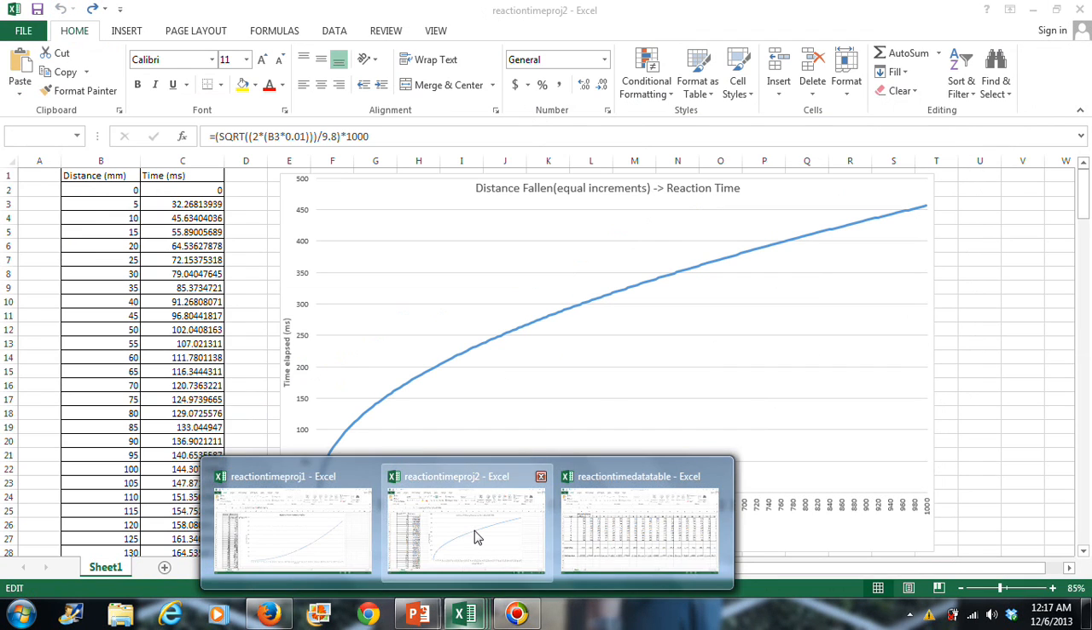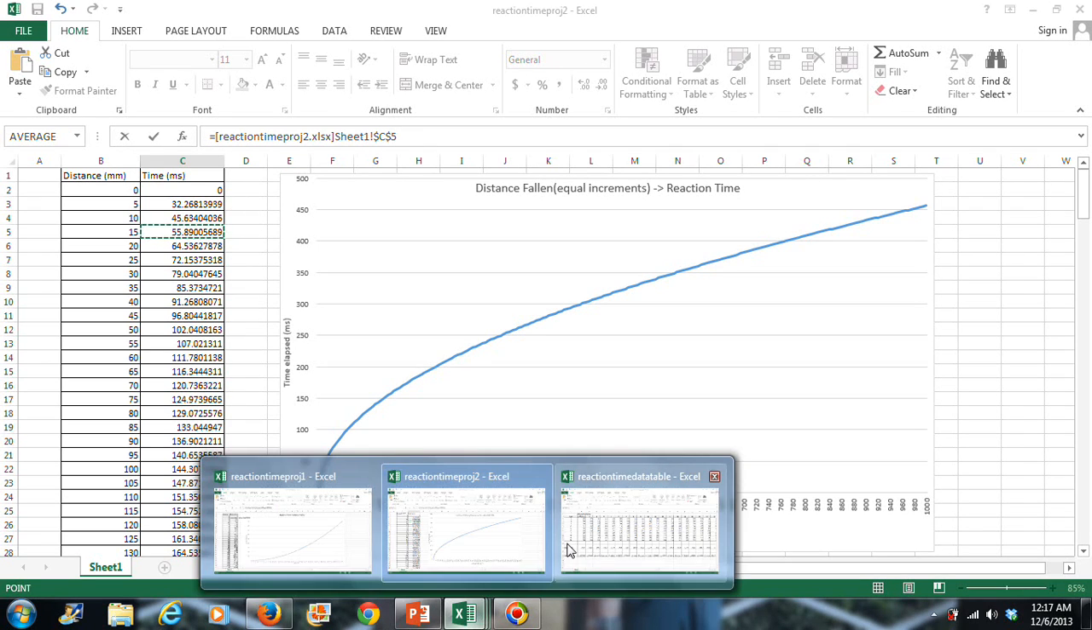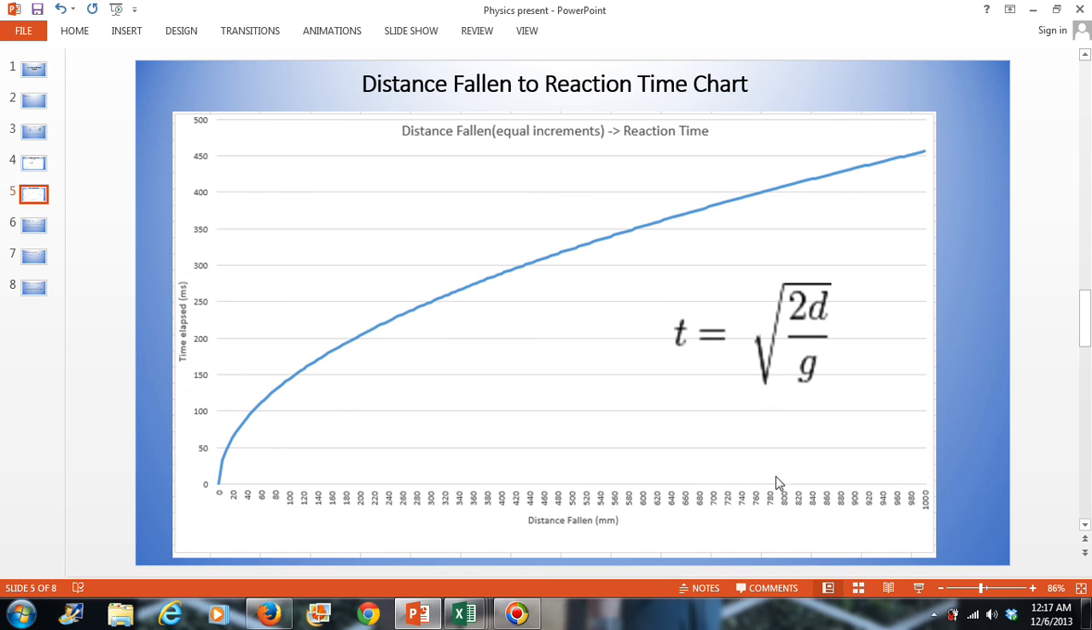And here's the Excel file for that. We have the table here, and distance is in increments of 5 millimeters over there. And then we have this function for the time, which is the equation of the first one, which is actually the square root of 2d over g.